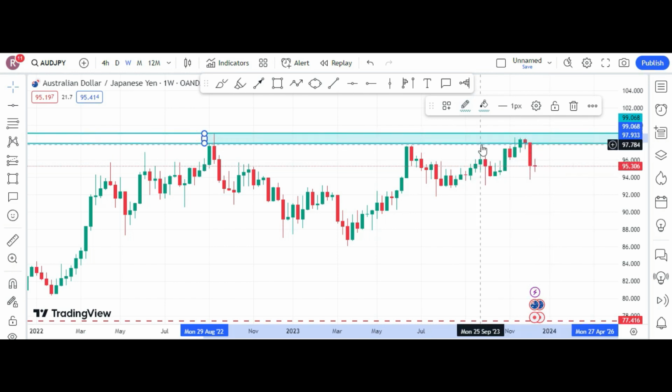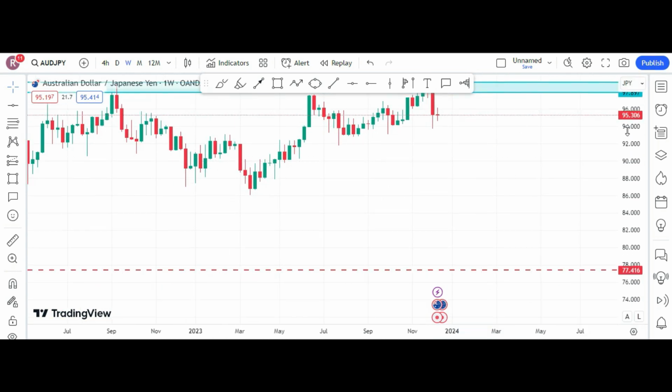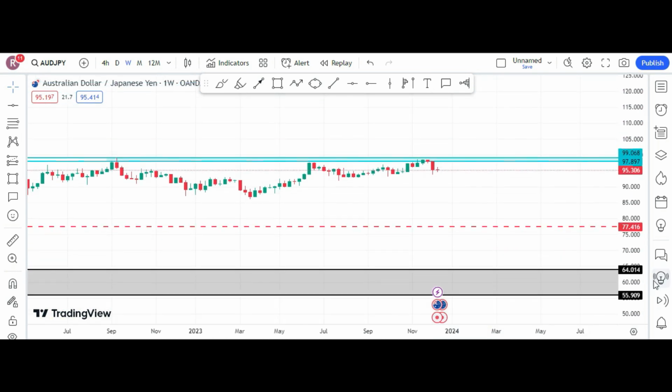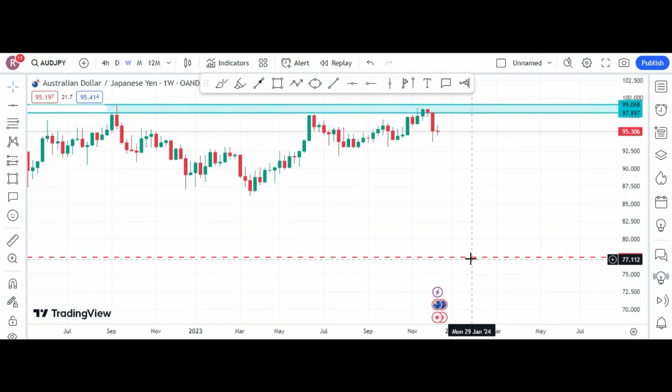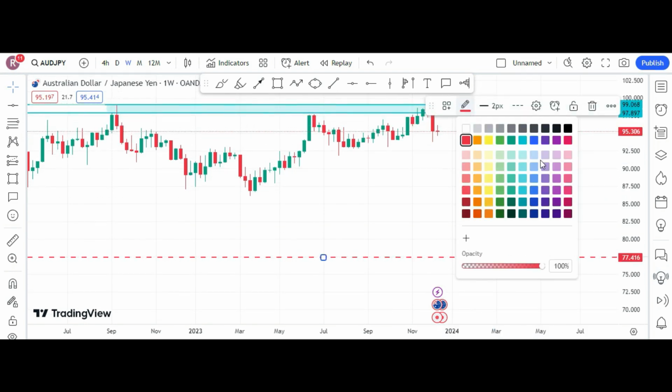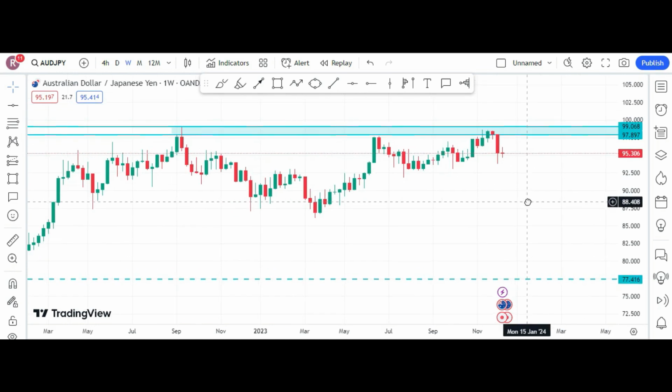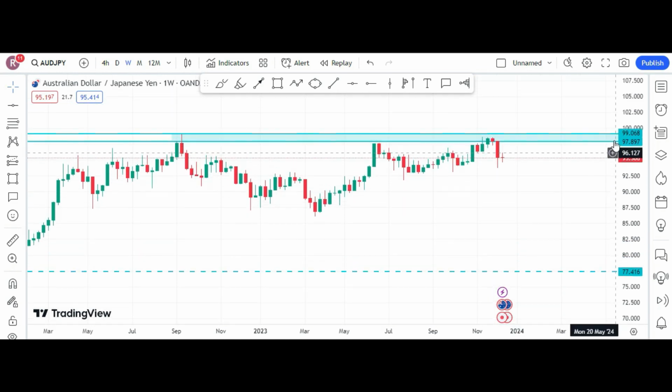If it is in monthly, we have to consider the monthly double top, not the weekly, because we always consider the higher time frame double top and double bottom. So this is the whole range. So for the time being, as the month has not been finished, this is the half of the total range.